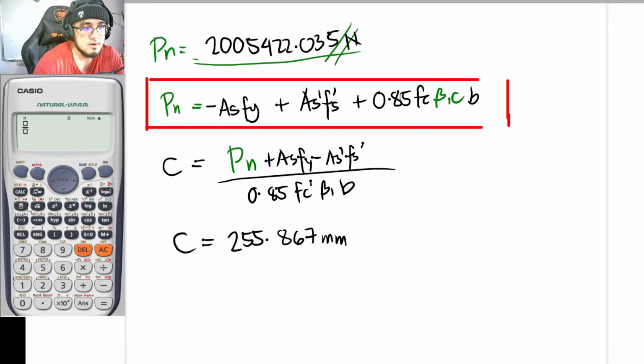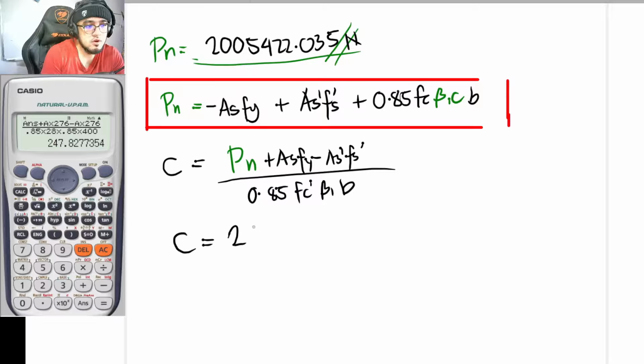So with that, substituting this value to this equation that we made earlier, that is now to be equal to the answer plus alpha A times 276 minus alpha A minus 276, times 276, divided by 0.85 times 28 times beta 1, and our beta 1 is equal to 0.85 times 400. So our answer here is now equal to 247.